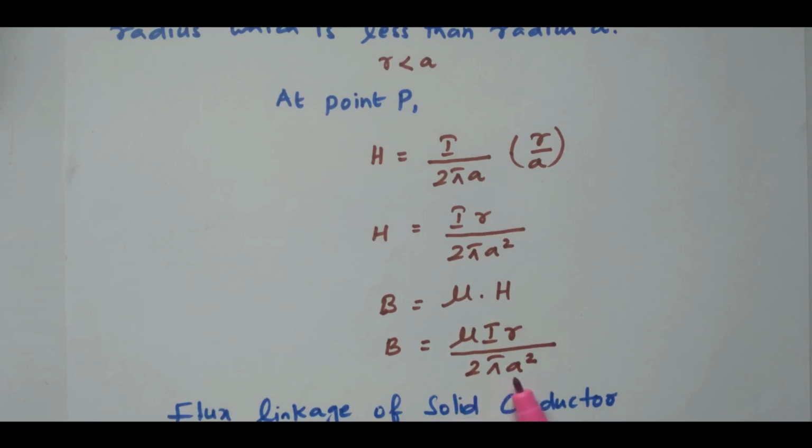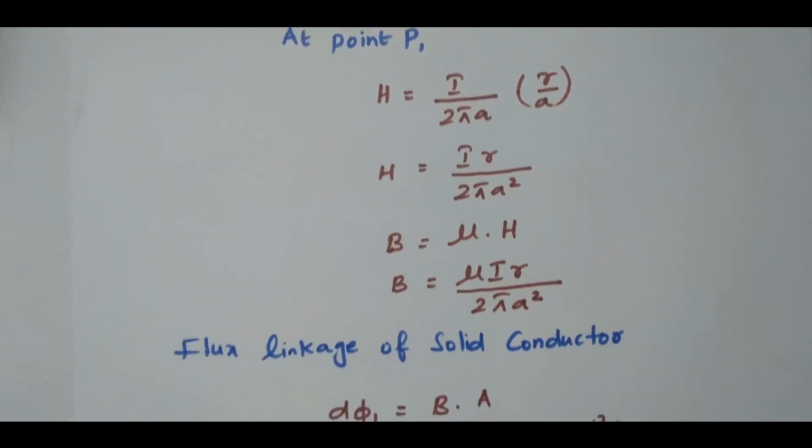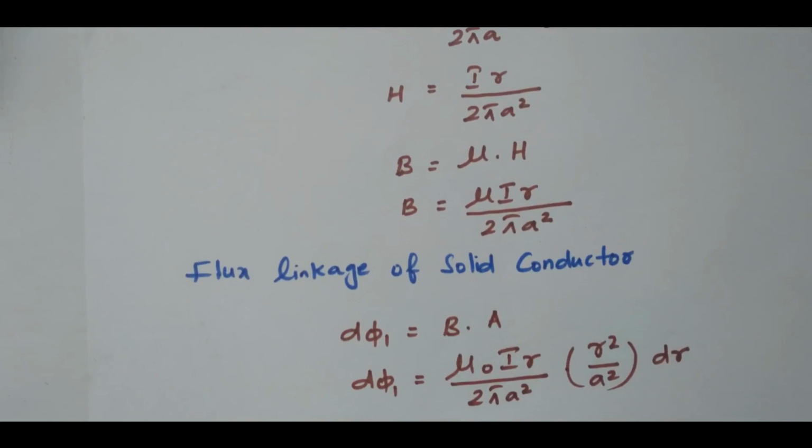So now we got the expression for magnetic flux density B. But for magnetic flux density, one more general formula is available: dφ1 equal to B into A. That is B equal to φ by A, so that dφ equal to B into A. Flux density equal to flux divided by area, so that flux equal to flux density into area. This φ1 refers to the flux due to the solid conductor alone.